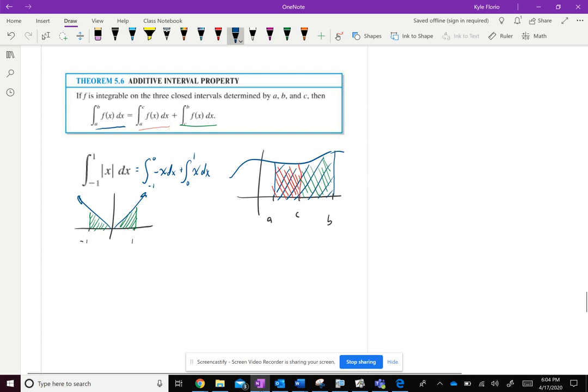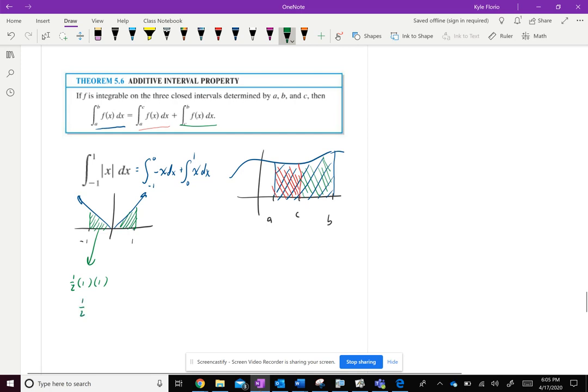So the first half is going to be this green area right here. That area is just going to be 1/2 base times height. The base is 1, the height is 1. So the area of that triangle is going to be 1/2.